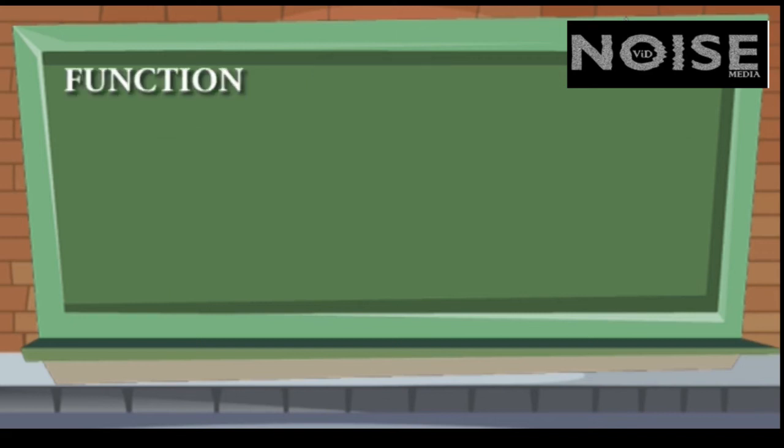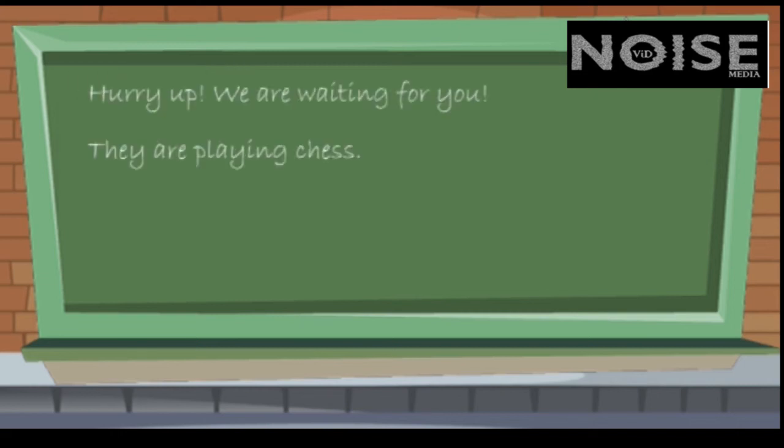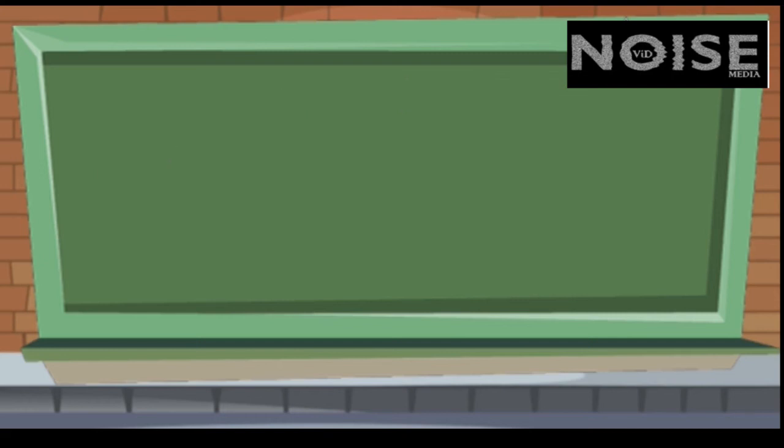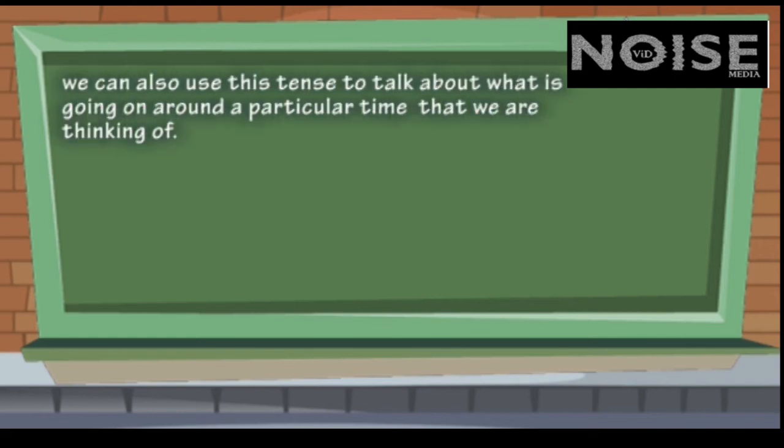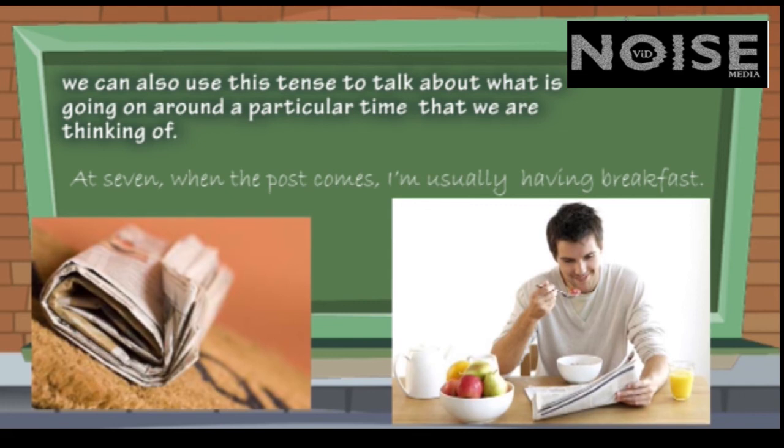Now the function. We use the present progressive tense to talk about temporary actions and situations that are going on around us. For example, hurry up, we're waiting for you. They're playing chess. You can say, when you're calling somebody and saying, we're waiting for you. This is a situation around you. We also use this tense to talk about what is going on around a particular time that we are thinking of. Something that you imagine. For example, at 7 in the morning, when the post comes, I'm usually having breakfast.